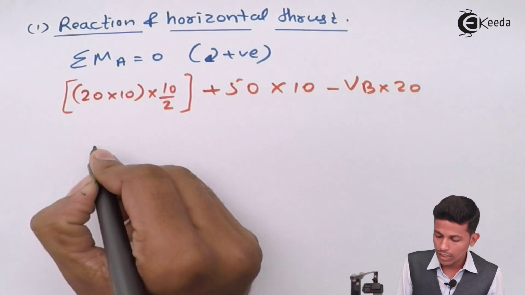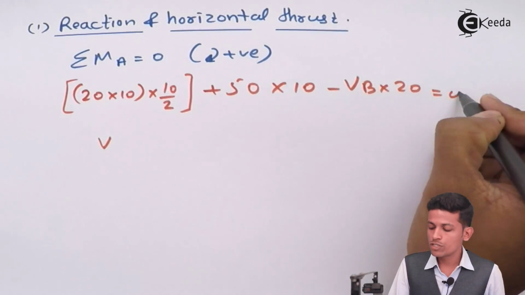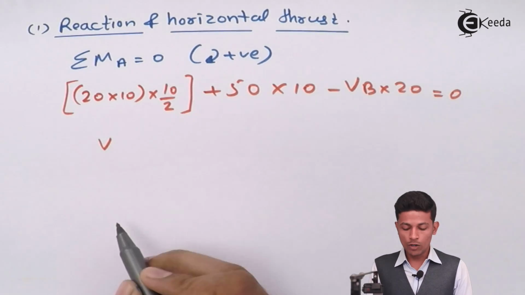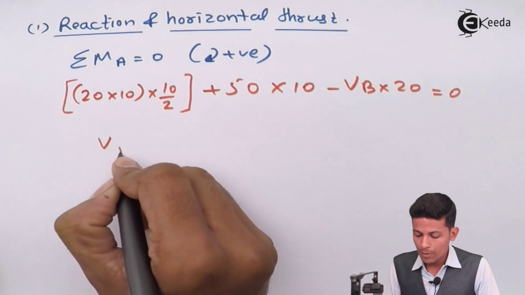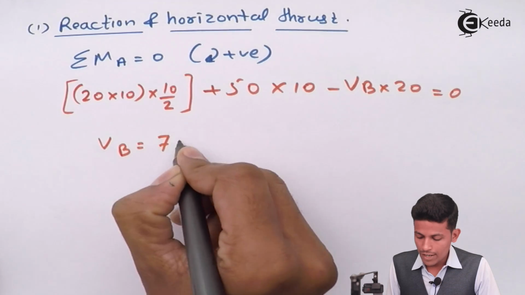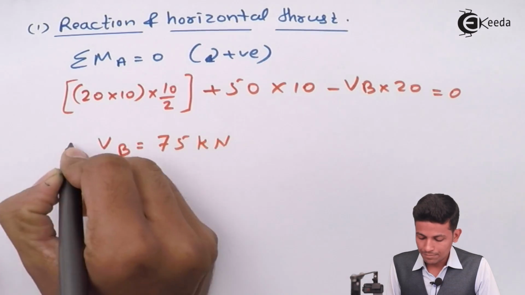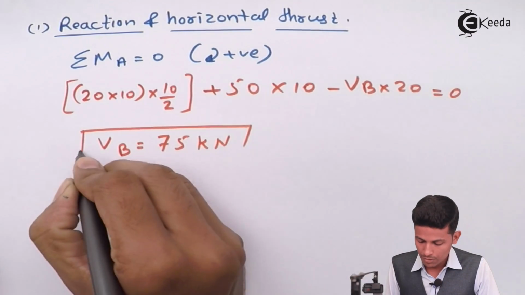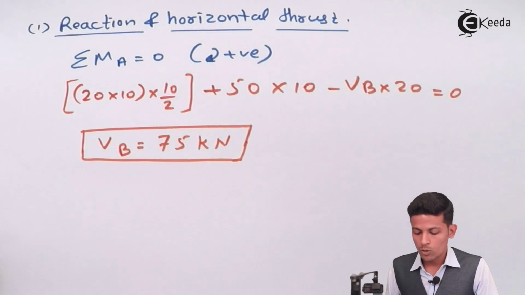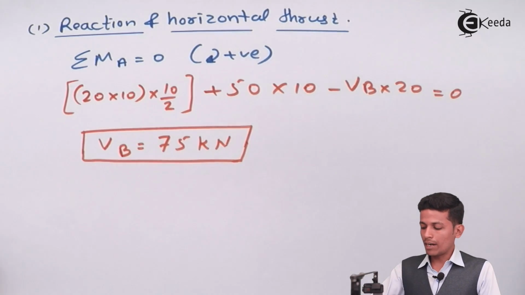While solving this, equal to 0, you get the value of VB. Your VB value will be 75 kilonewton over here. Okay, now done with the moment at A part.